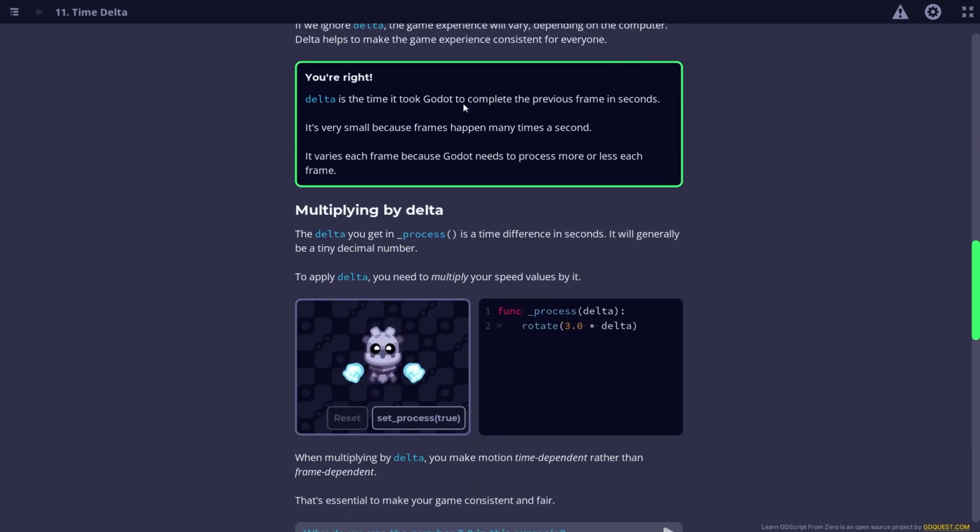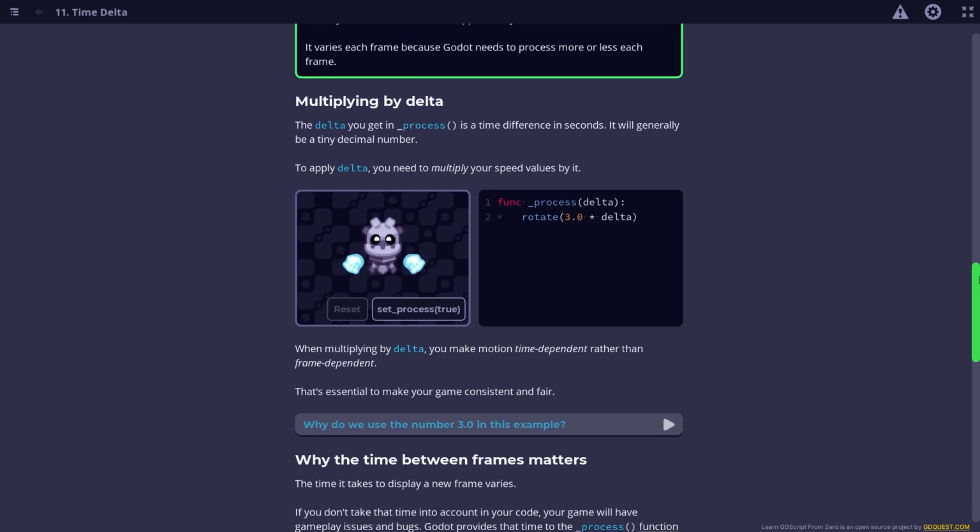Delta is the time it took Godot to complete the previous frame in seconds. It's very small because frames happen many times a second. It varies each frame because Godot needs to process more or less each frame. So there's more or less going on. You can just press Control-Alt-Delete and look at the taskbar and see the fluctuations of the CPU. But anyway, let's keep going.